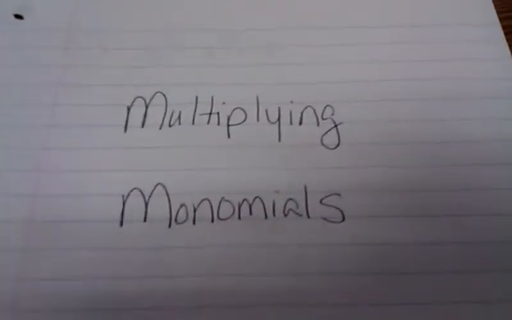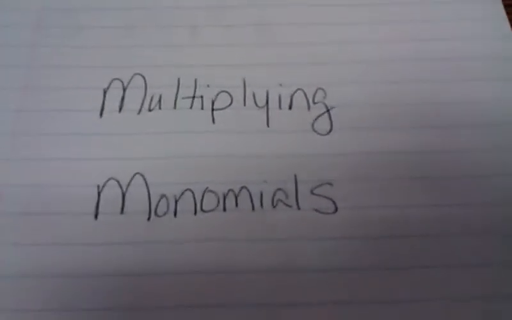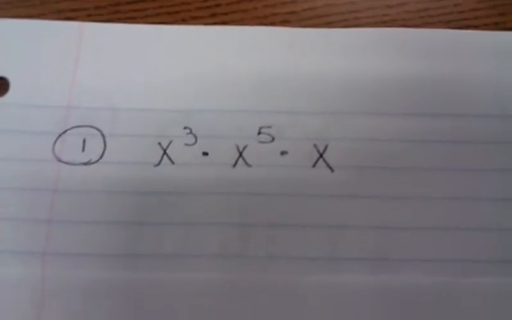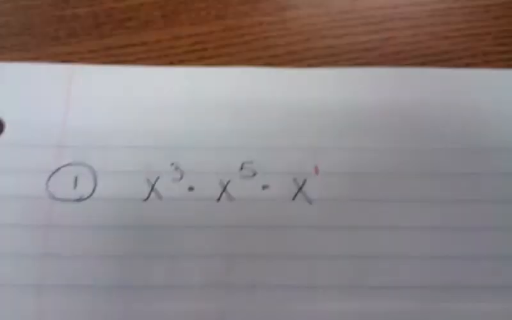This video is going to help us practice with exponents. We are going to be multiplying monomials. The first problem I'd like you to write down is this one right here. X to the third times x to the fifth times x. I'd like you to notice that this one doesn't have an exponent. Anytime it's just some kind of base without an exponent, it's always to the power of 1.